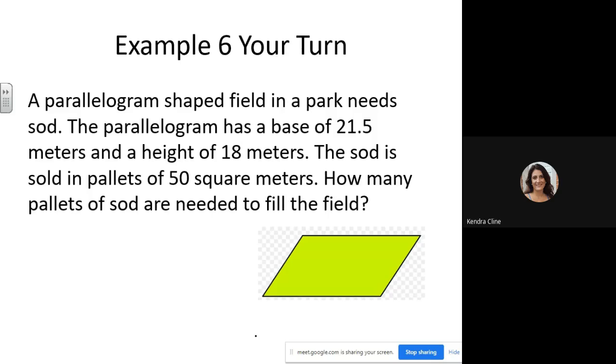So example 6, a parallelogram shaped field in a park needs sod. The parallelogram has a base of 21 5/10 meters and a height of 18 meters. The sod is sold in pallets of 50 square meters. How many pallets of sod are needed to fill the field? Well, let's focus on this field again. First of all, we're going to write our shape. We're working with a parallelogram.